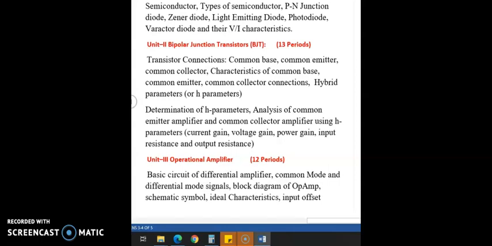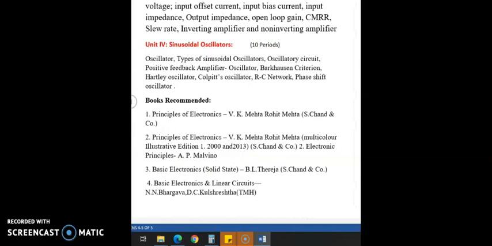Electronic Principles by A.P. Malvino. Next one is Basic Electronics, Solid State by B.L. Theraja. Basic Electronics and Linear Circuits by N.N. Bhargava. Operational Amplifier and Linear Integrated Circuits by Ramakant Gayakwad.